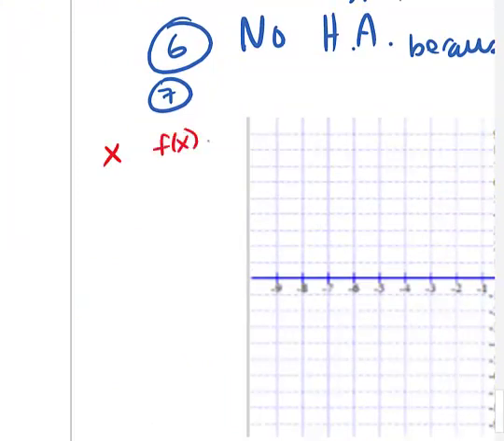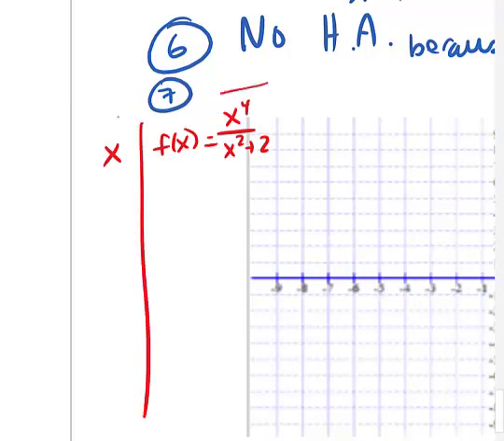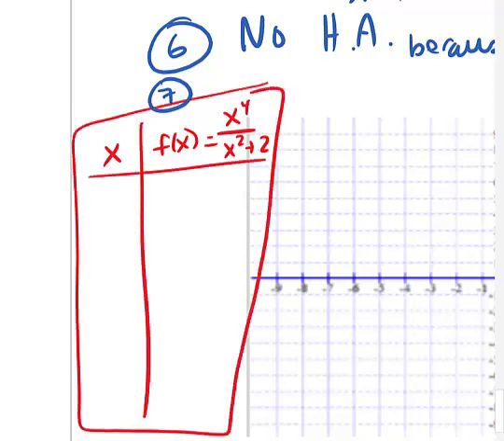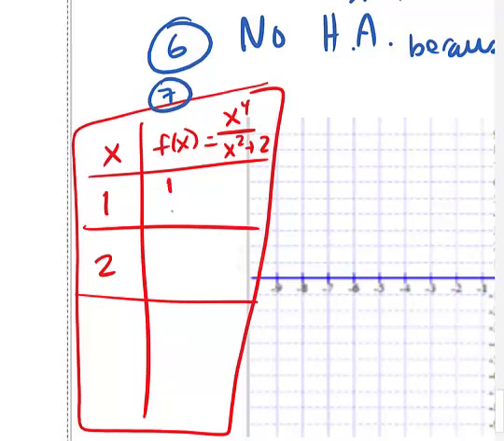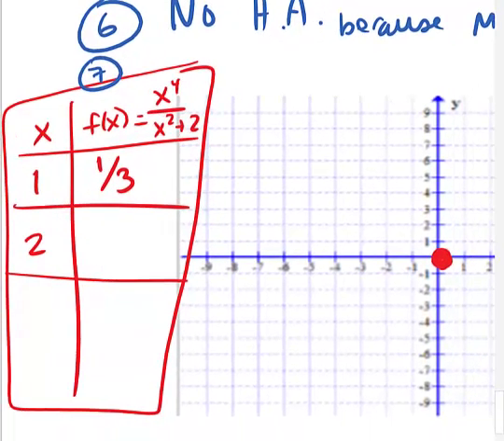I'll plug some stuff in. x to the 4th over x squared plus 2. Maybe I'll try 1 and 2 and see how that goes. And then if I still don't feel good, I'll plot more. If I put a 1 in for x, what do I get? 1 to the 4th over 1 squared plus 2, that would be 1/3. And if I put a 2 in there, 2 to the 4th is 16, over 2 squared is 4, plus 2 is 6. That reduces to 8/3. Interesting.